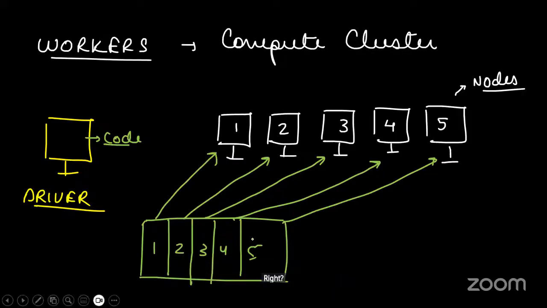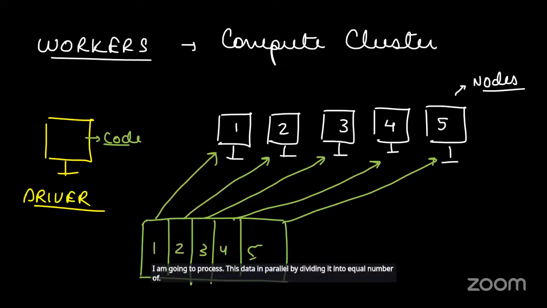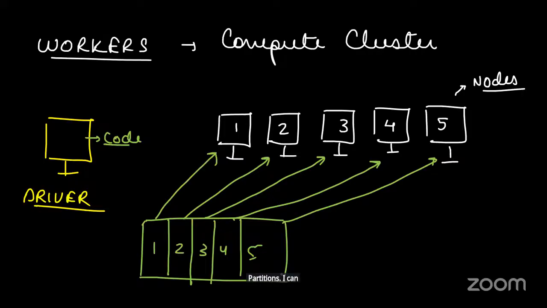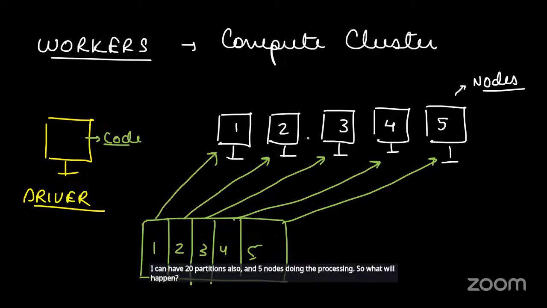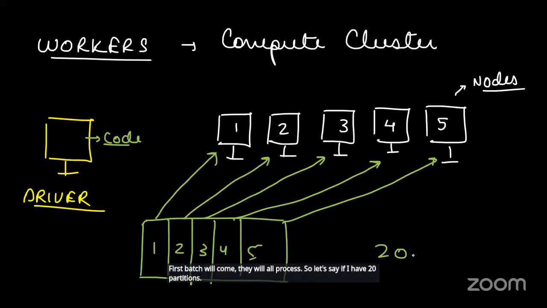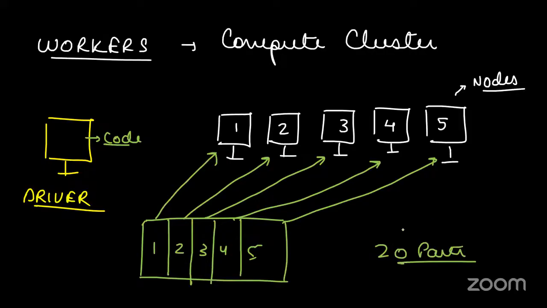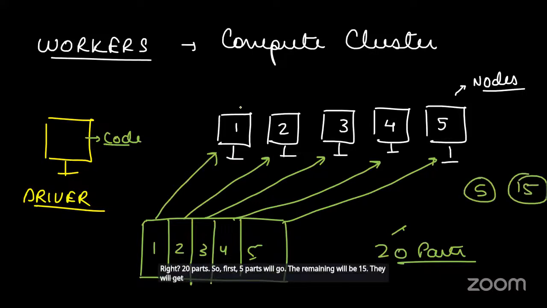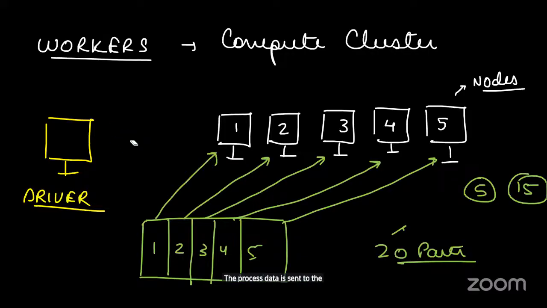So like this, what I've done essentially now, instead of processing all of the data at once, I am going to process this data in parallel by dividing it into an equal number of partitions. I can have 10 partitions also here. 5 is just for your reference. I can have 20 partitions also and 5 nodes doing the processing. So what will happen? First batch will come, they will all process. Let's say I have 20 partitions, right? 20 parts. So first 5 parts will go, the remaining will be 15. They will get processed. The processed data is sent to the driver, which will compile the output, right?